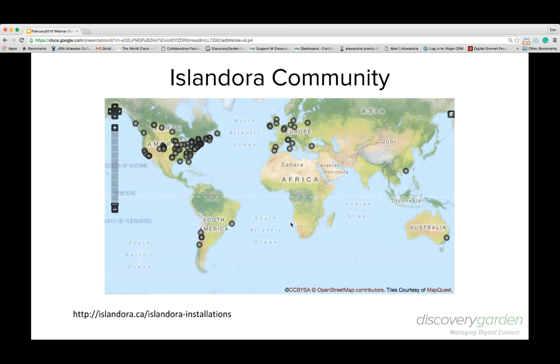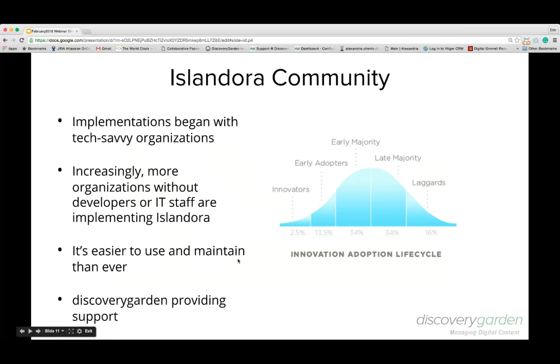So here's a quick visual on the Islandora community. These are installations worldwide. You can see that the big clusters are in North America and Europe, but we are seeing more and more installations in other jurisdictions as well. Now, users in the Islandora community have changed over time, over the last 10 years.